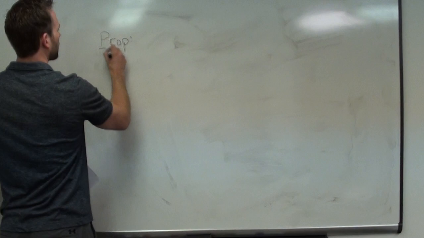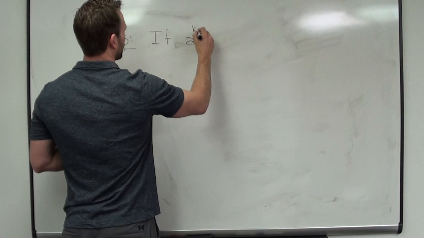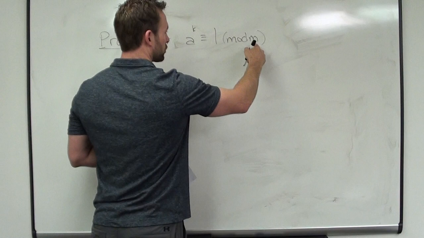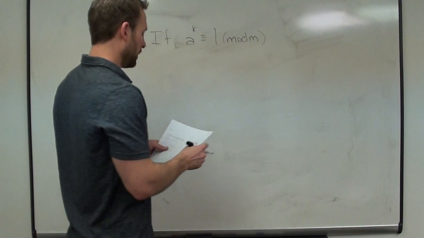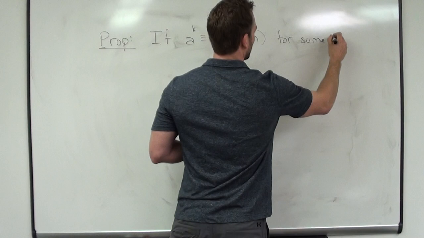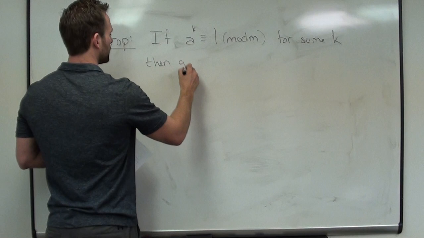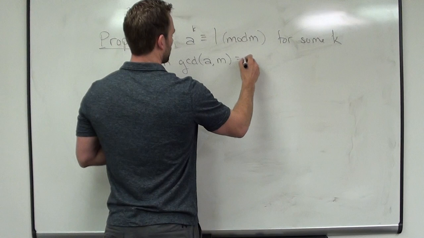And so our first proposition, as we go through this, is that if a to the k is going to be congruent to 1 mod m, that's what we want. We're interested in stuff like that. And again, we're dropping p now and letting m be just a random natural number here. If a to the k is congruent to 1 mod m for some k, then the GCD of a and m must be 1.